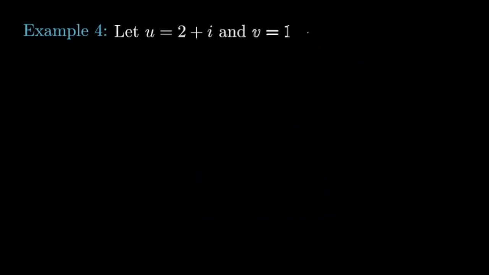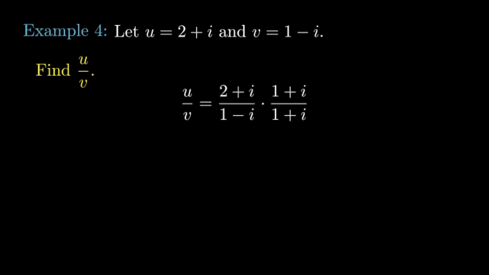Let u be equal to 2 plus i, and v be equal to 1 minus i. We want to find u divided by v. So we proceed in the usual way and write u over v as 2 plus i over 1 minus i. And what we're going to do is multiply by the conjugate of v divided by the conjugate of v. Notice that this is just 1.